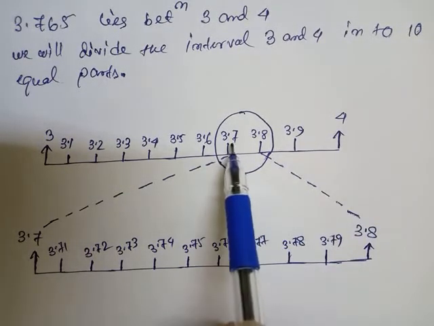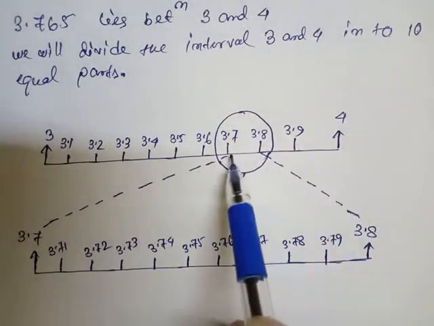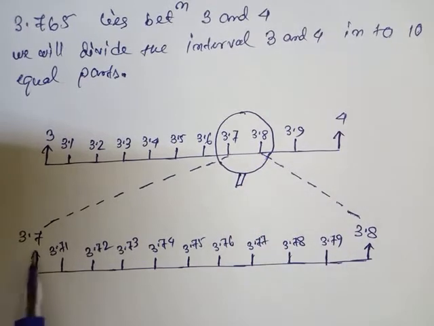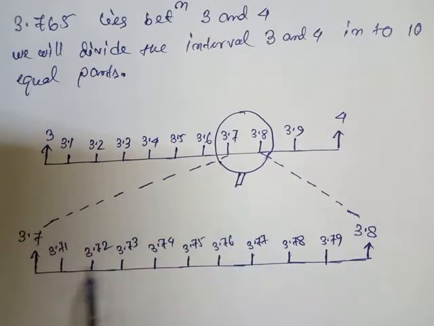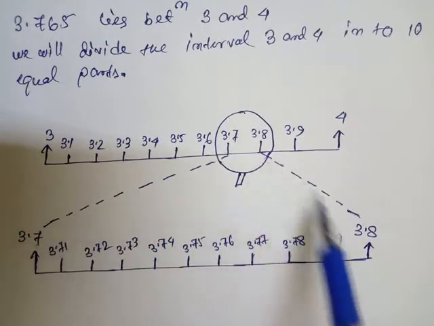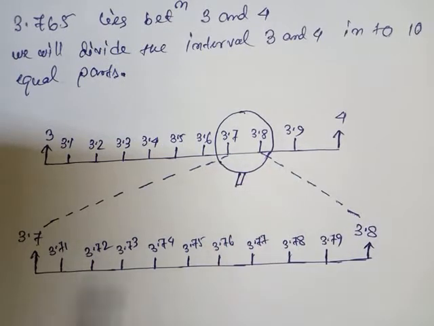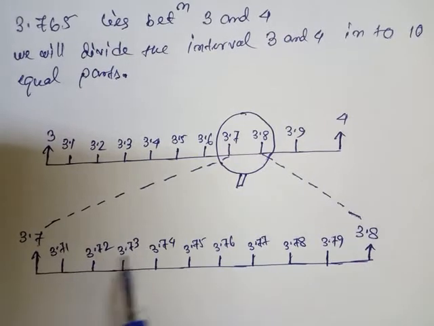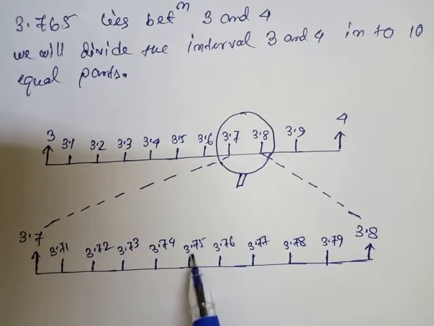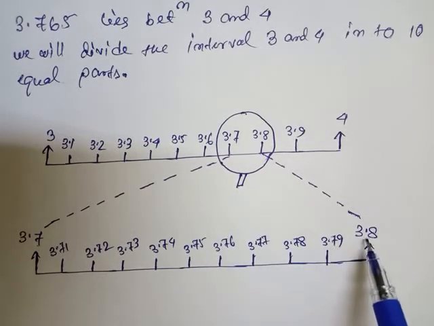I repeat again, between 3.7 and 3.8 we have done the magnification here. So in between 3.7 and 3.8 there are 10 equal parts, which I have just shown you enlarged. That's why I have given the dotted line here, to magnify this portion. So 3.7, 3.71, 3.72, 3.73, 3.74, then 3.75, 3.76, 3.77, 3.78, 3.79, and 3.8.